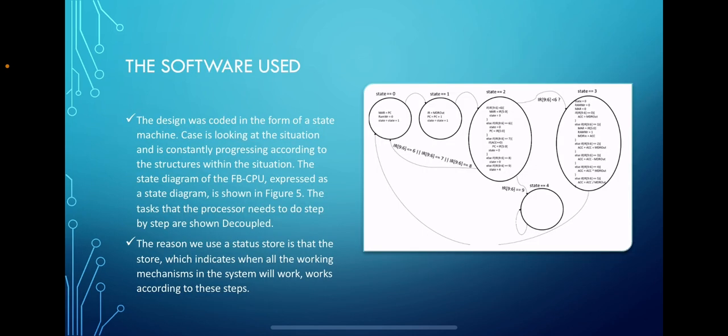The software used. The design was coded in the form of a state machine. Case looks at the situation and constantly progresses according to the structures within the situation. The state diagram of the FB CPU, expressed as a state diagram, is shown in Figure 5. The tasks that the processor needs to do step by step are shown decoupled. The reason we use a state register is that the register, which indicates when all the working mechanism in the system will work, works according to these steps.